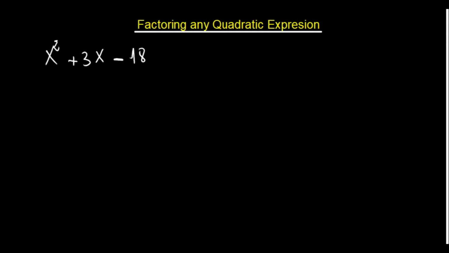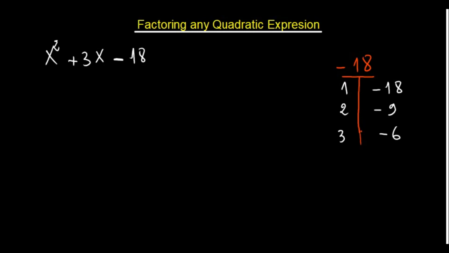You need to find two numbers which multiply to negative 18 and which also add to positive 3. Okay, what pairs of numbers multiply to negative 18? We could have 1 and negative 18, 2 and negative 9, and 3 and negative 6.